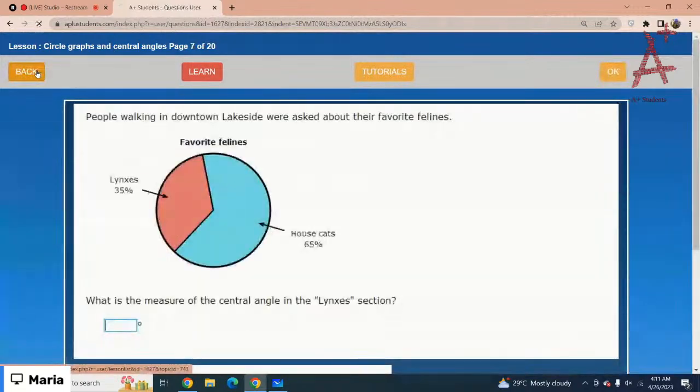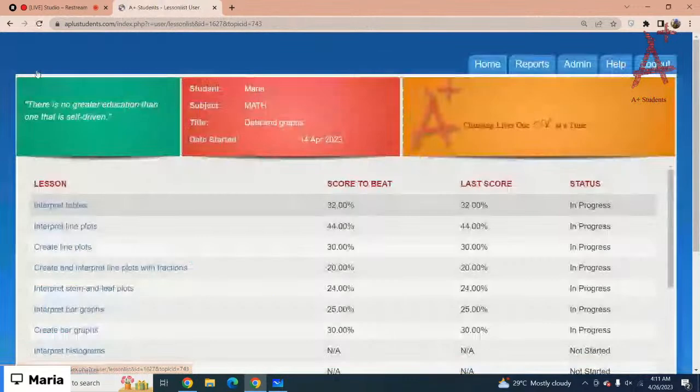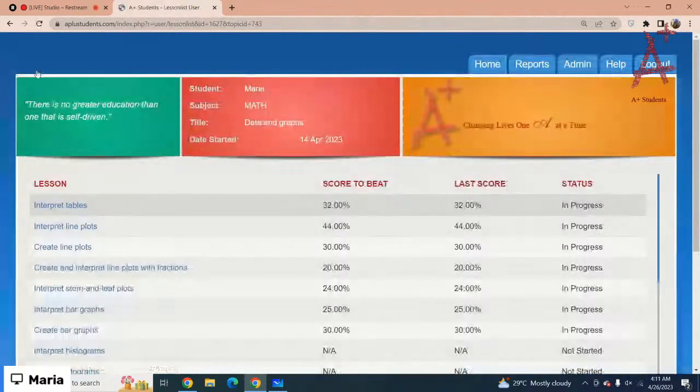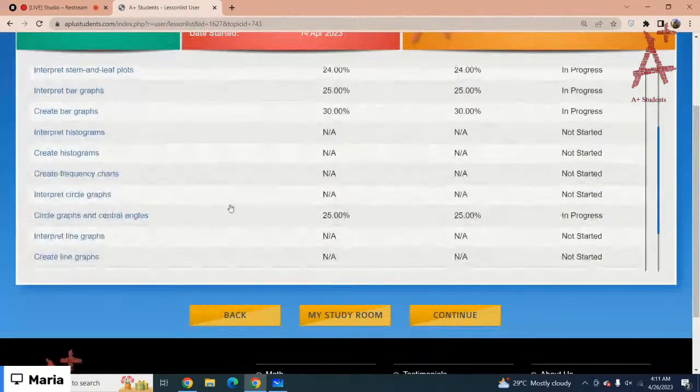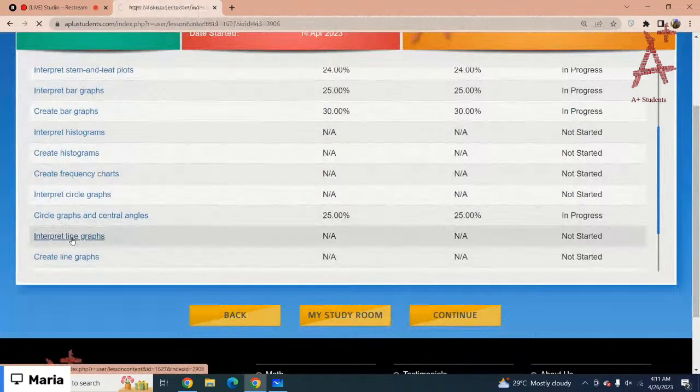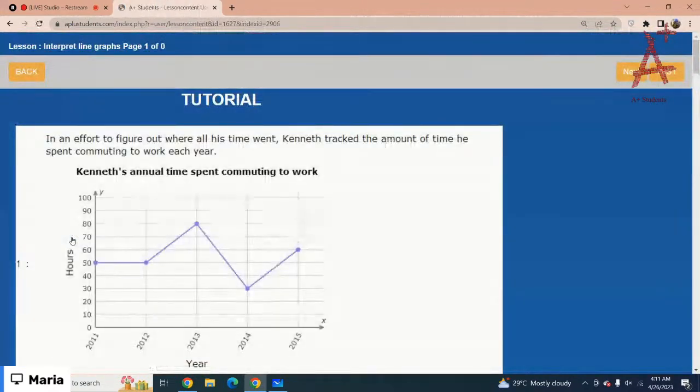Okay, you can complete the test by yourself later today. Let me just move on to the next lesson. And the next lesson is interpret line graphs. Let's just start with the next lesson, that is interpret line graphs. Let's start with the example.